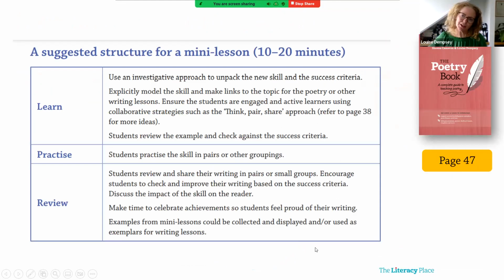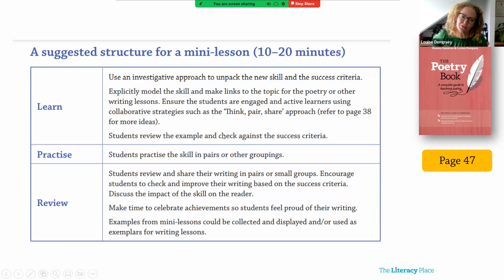The approach we recommend for teaching skills is a mini lesson, and this works incredibly well for spelling. We basically want to learn the rule, and the best way for kids to do this is to work it out themselves using an investigative approach. So working out, what's the rule? Can I find things in common with these words? And then coming up with some generalizations.